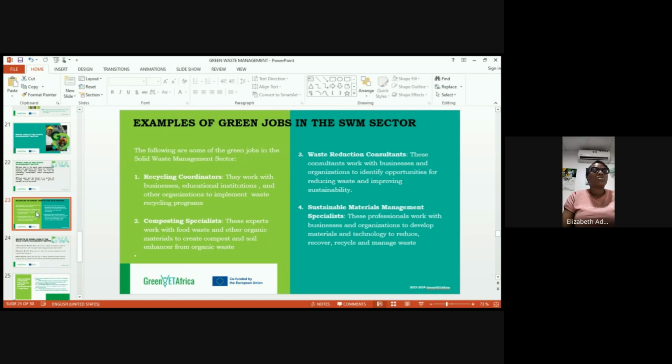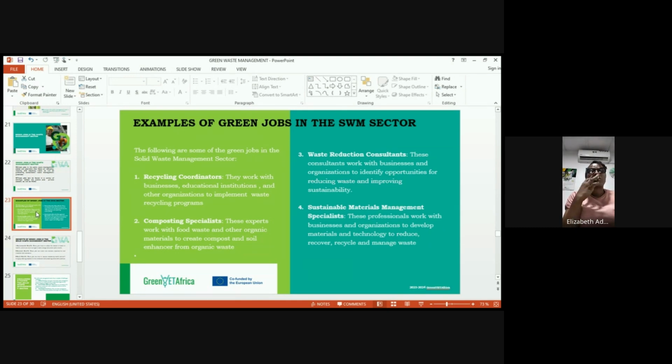So a sample of green jobs, I said recycling coordinators, recycling across all the value chain. The coordinators work with businesses, educational institutions, and other organizations to implement waste recycling programs. So you can decide to be a consultant or a recycling coordinator, or even a recycler. If you are doing this, you are working in the green space. And then we have also composting specialists. These are experts that work with food waste and other organic material to create compost and soil enhancer from organic waste. So we have people that specialize in this sector.